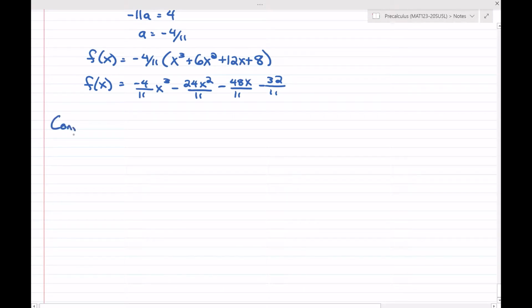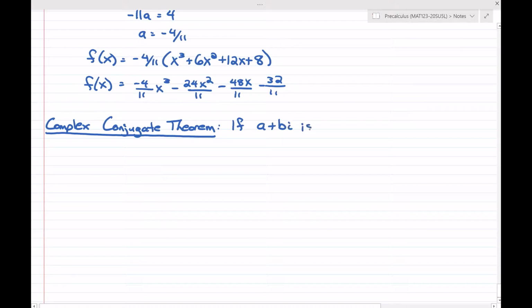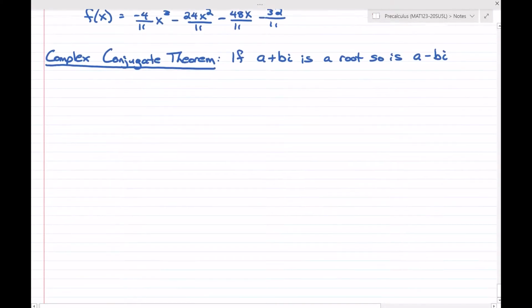Let's talk about just quickly the conjugate theorem. It's actually called the complex conjugate theorem. Complex conjugate theorem says that if a plus bi is a root, so is a minus bi, the conjugate. We talked about conjugates when we were talking about simplifying complex expressions.